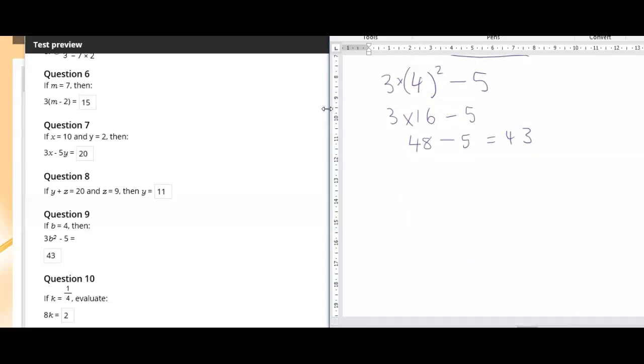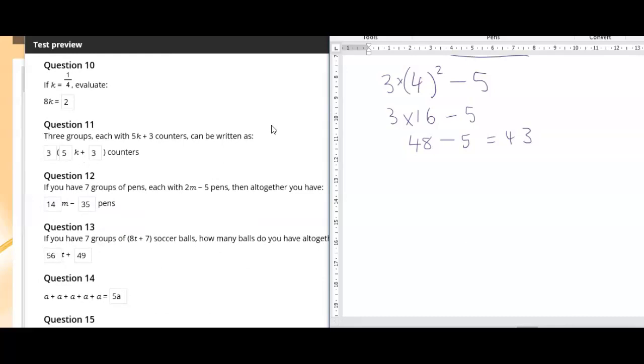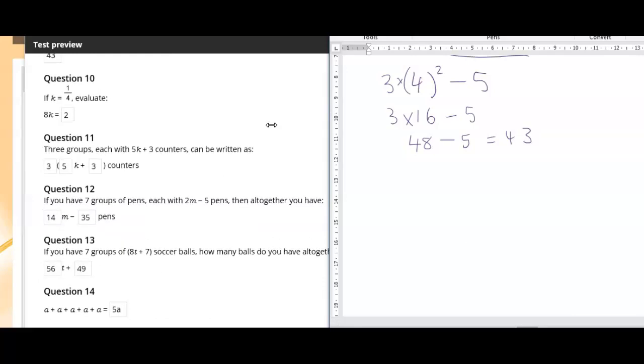Okay, question 9. Oh, no, we just did question 9. Sorry, let's scroll up a bit. Question 10. If k equals a quarter, evaluate. So we're going to have 8. K is a quarter. I was about to write a half. So this is 8 times a quarter. Now, when we're multiplying a fraction, if you wanted to turn them both into fractions, we multiply our numerators. So we get 8 times 1, which is 8, and 1 times 4 is 4, and your final answer is 2.